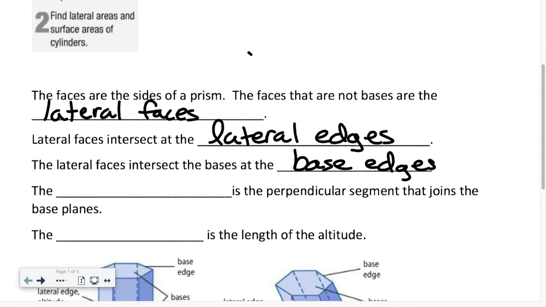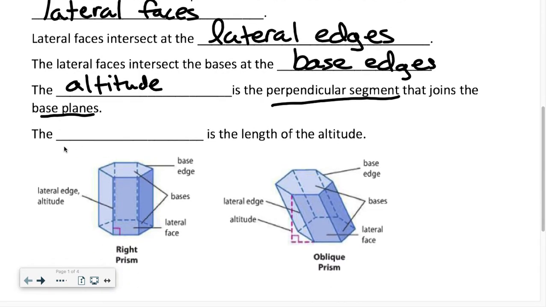Okay. The altitude is the perpendicular segment that joins the base planes. So the altitude is perpendicular to both base planes. And the height is the length of the altitude. The height is the length of the altitude.